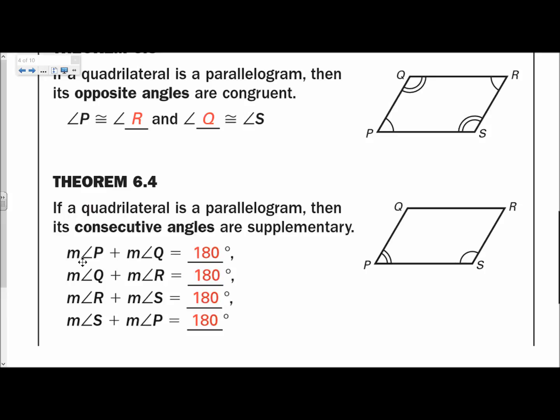So P and Q are 180. Q and R are 180. R and S are 180. And S and P. So consecutive means right next to each other. This is always true. All right. So far, so good.